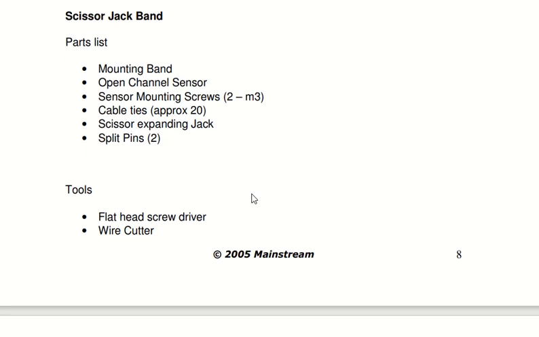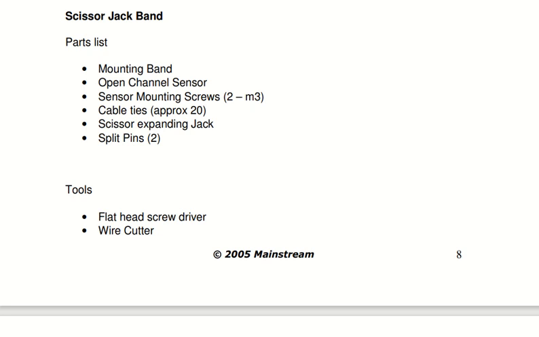In the case of the scissor jack band, what do you need? Here's the list of parts you might need. You will need the mounting bands, the open channel sensor, and sensor mounting screws. Two M3 screws will be needed. Then you will need cable ties. A scissor expanding jack will be required, and two split pins.